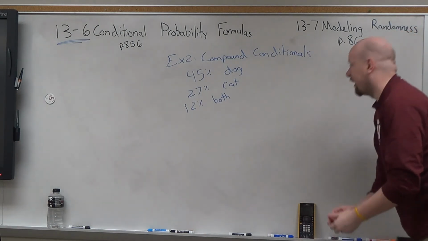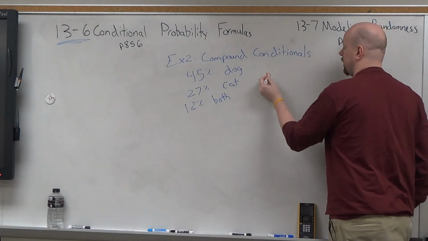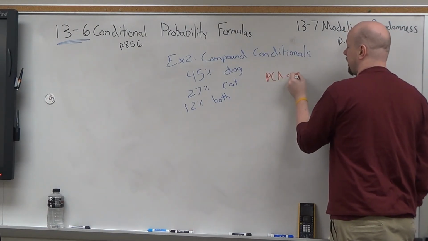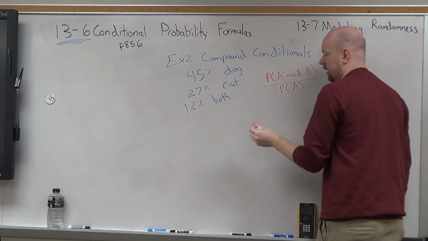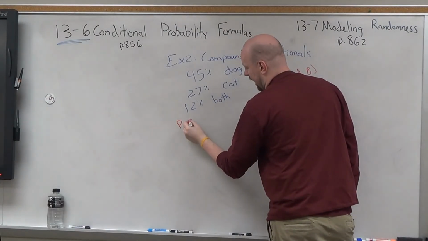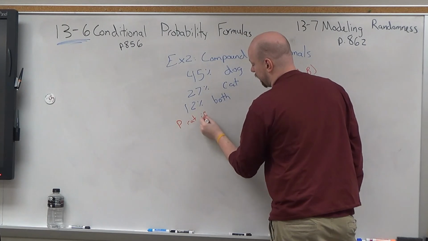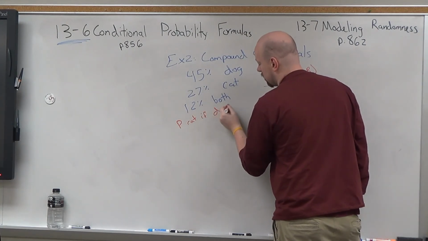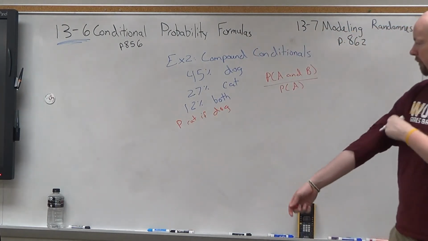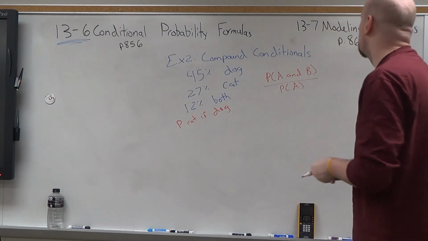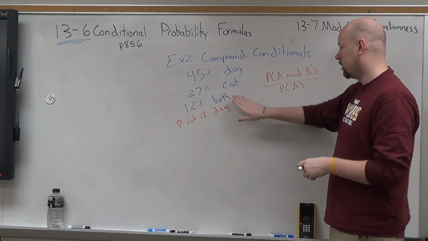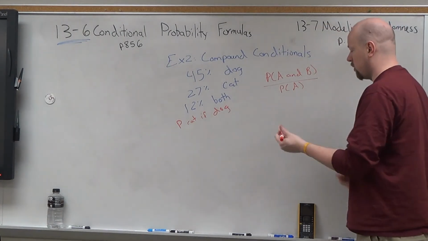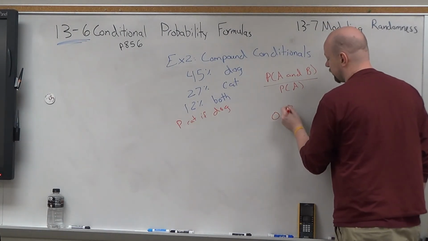So again, I would set this up as probability of A and B over probability of A. As you said, what's the probability they have a cat if we know they have a dog? Probability cat if dog. So, what's the probability that they have both? Well, as we said, both, it would be 12% or 0.12.